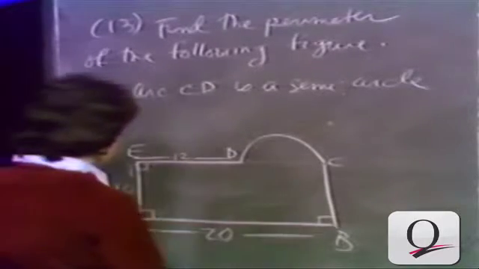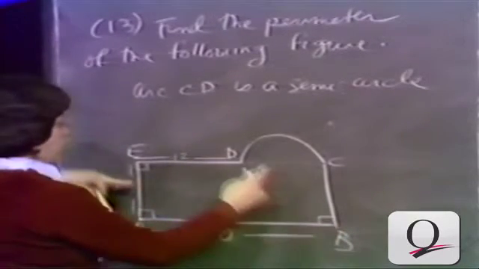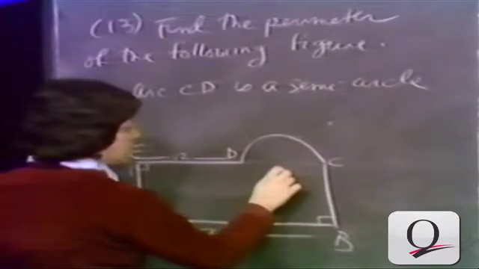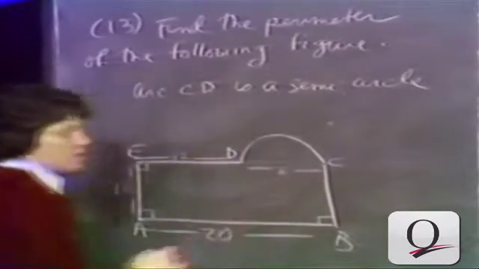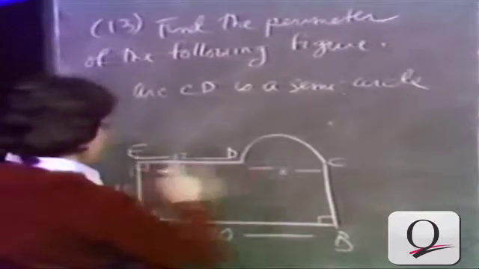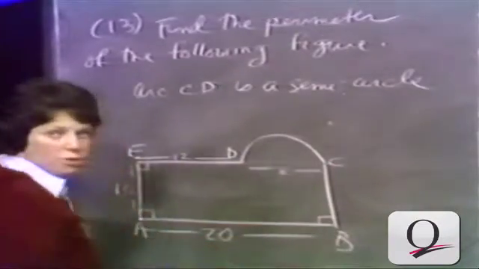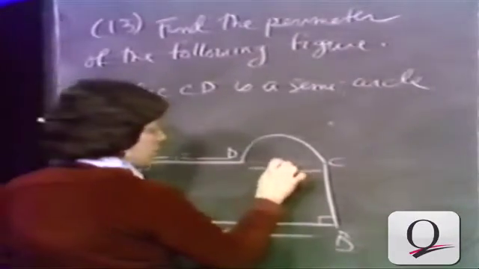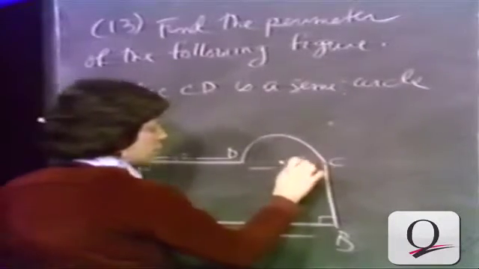Since 20 measures the distance from here to here, if from E to D is 12, it stands to reason that from C to D is 8. 12 plus 8, 20 must match this, which is 20. Therefore, since this is the diameter, the radius of the circle is 4.